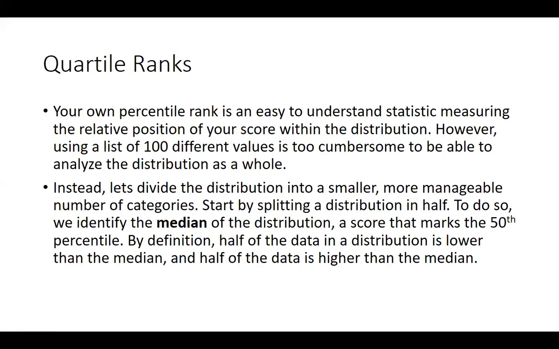However, using a list of 100 different values is too cumbersome to be able to analyze the distribution as a whole. Instead, let's divide the distribution into a smaller, more manageable number of categories. Start by splitting a distribution in half. To do so, we identify the median of the distribution, a score that marks the 50th percentile. By definition, half of the data in a distribution is lower than the median, and half of the data is higher than the median.